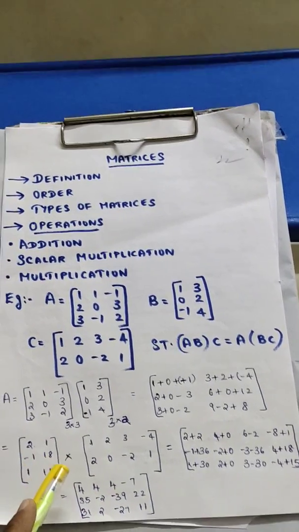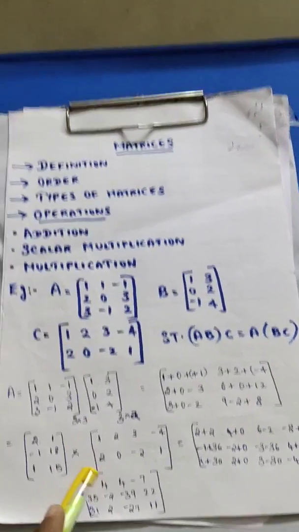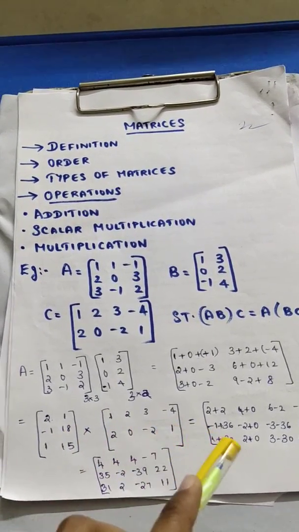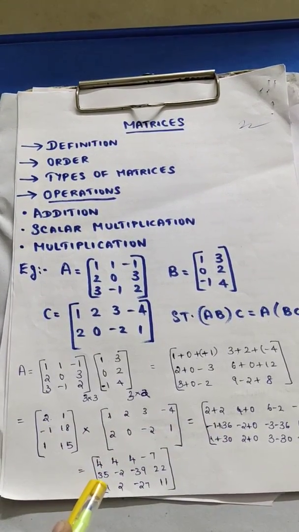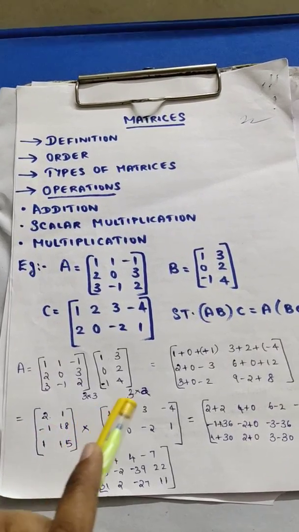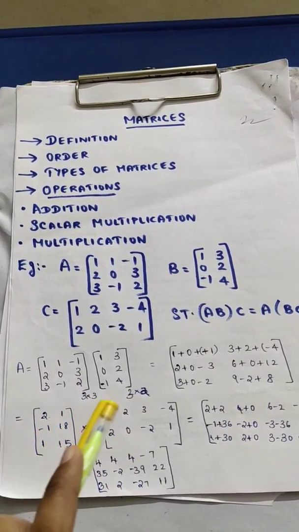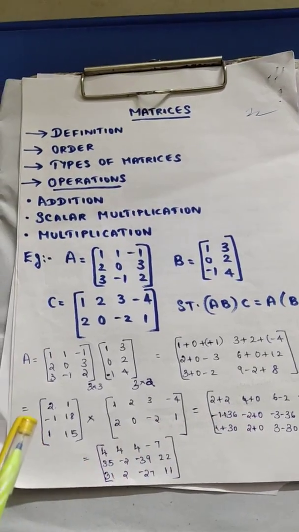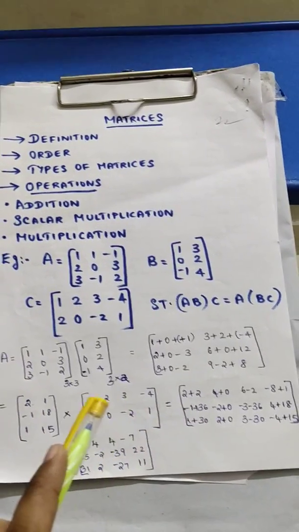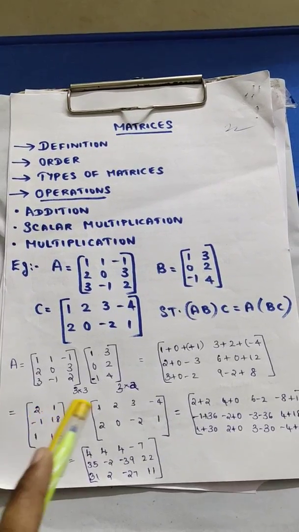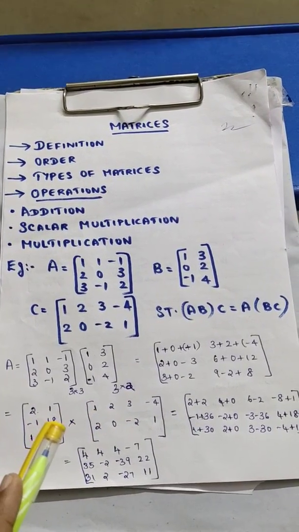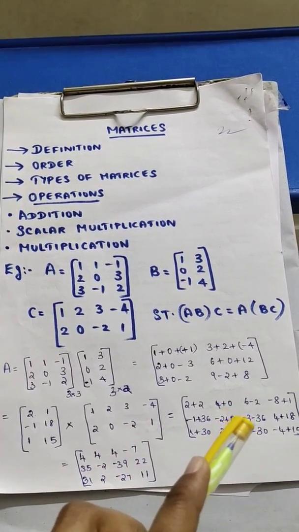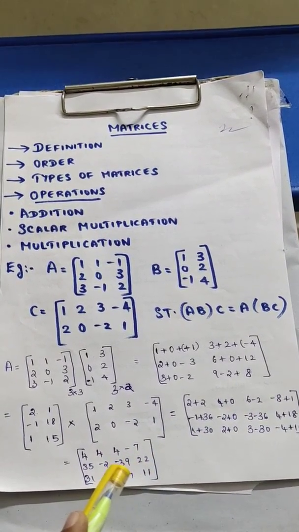Now moving to second row. Second row and first column. So you have minus 1 into 1 plus 18 into 2. So minus 1 plus 36, which will give you 35. Now second row into second column. So minus 1 into 2 plus 18 into 0, which will give you minus 2. Now second row into third column, that is minus 1 into 3 plus 18 into minus 2. So you will get minus 3 minus 36, which is minus 39.